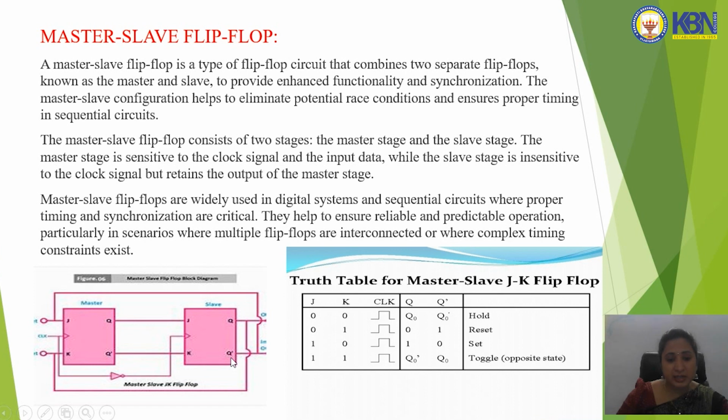Here it generates the clock frequency, the clock pulse. It means rising edge as well as falling edge. Rising edge means high and falling edge means low. So here we take different kinds of states, and the output will sometimes be hold, sometimes reset, sometimes set and sometimes toggle. This is the master slave flip flop. These are the different types of flip flops used in digital electronics.